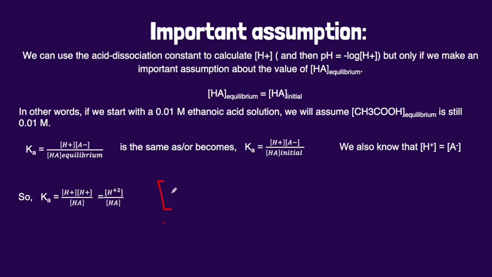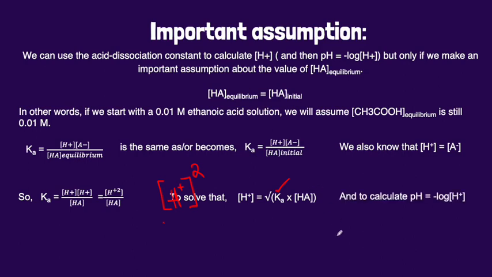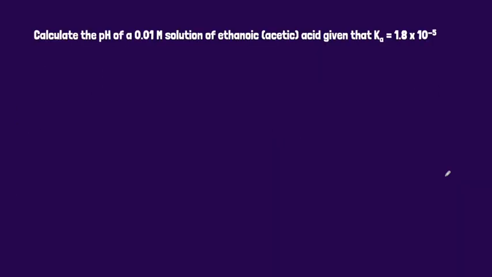I was unable to find a superscript that worked on an equation, so it would be like this: H squared over HA. And to solve that, all we would have to do is take a square root of Ka times the concentration of HA. You would obviously be given enough information to plug this in, and to calculate the pH, you would take a negative log of that number.